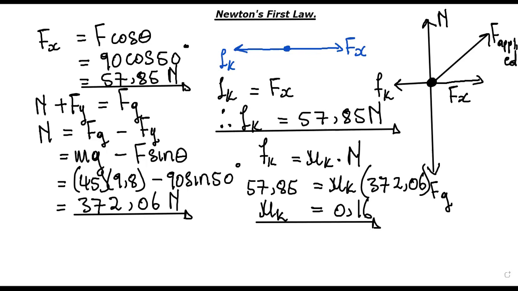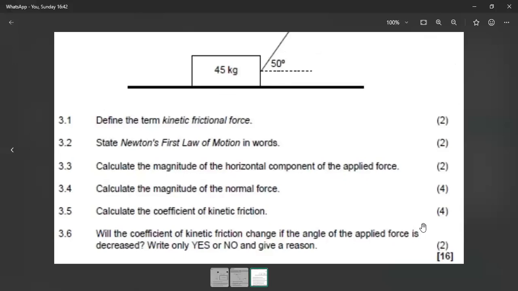Now let's look at the last question. The last question says, will the coefficient of kinetic friction change if the angle of the applied force is decreased? Write only yes or no and give a reason for your answer. So here you'll simply tell them no, it's not going to change. Why? It's because the coefficient of kinetic friction depends only on the type of materials that are in contact.